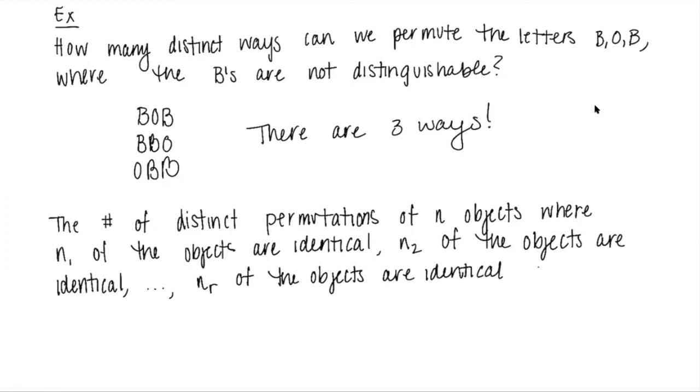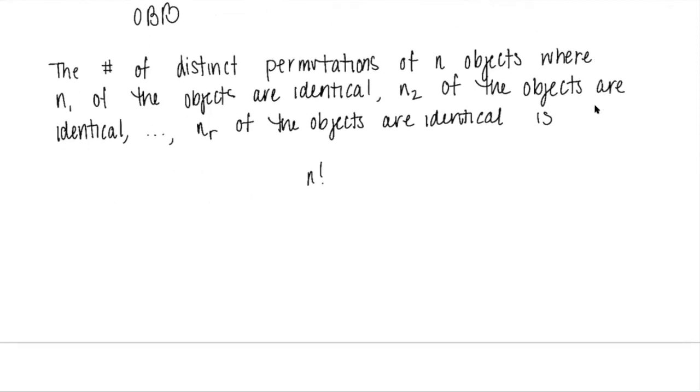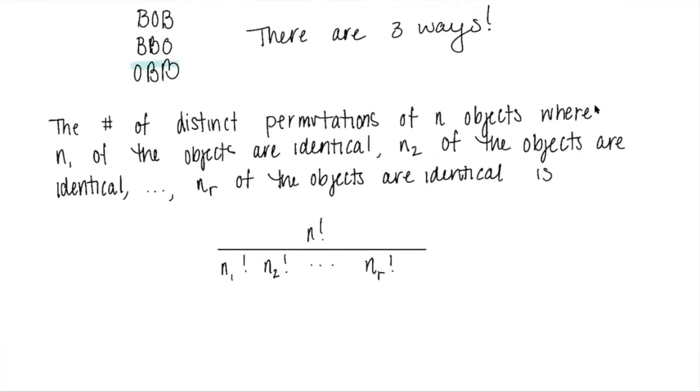is as follows. If I just arrange those n objects, you have n factorial ways to do it. So in that first example, I had 3 objects, 3 factorial ways. But I need to take out these repetitions. So what I do is divide by the number it repeats. One object repeats n1 times, I'll divide by n1 factorial. A different object repeats n2 times, divide by n2 factorial. And you keep going through this, dividing out by the number of those repetitions factorial.